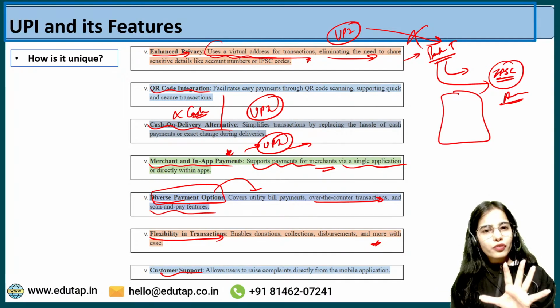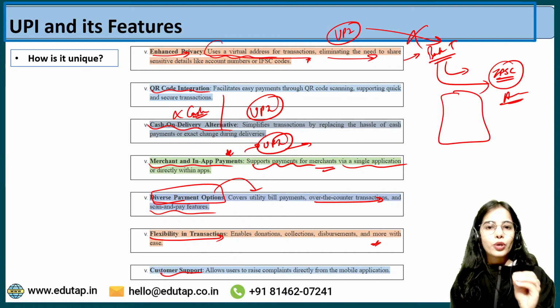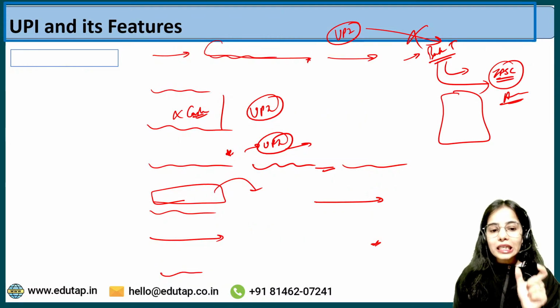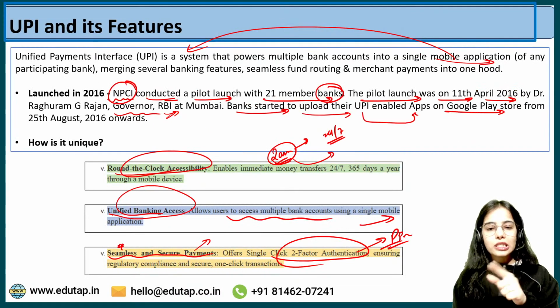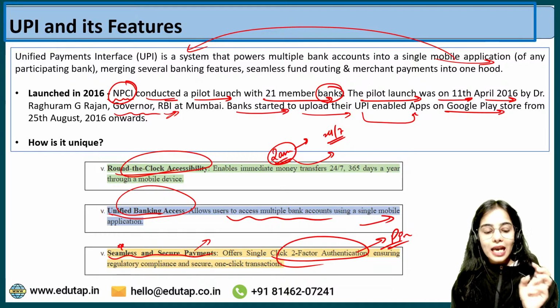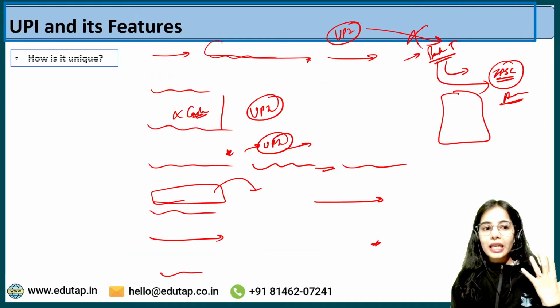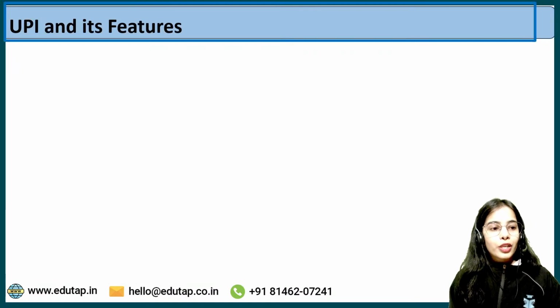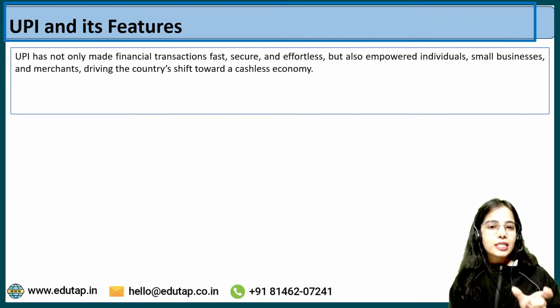At least 5 of the features you can keep in mind, so that whenever a question comes on UPI, you are able to write the 5 features, or you are able to write the key terminologies. Like the key terminologies are round the clock accessibility, unified banking access, seamless and secure payments. So when you write these terminologies in your answer, it looks very nice, right? So now coming to the next point, let's see some data points also.